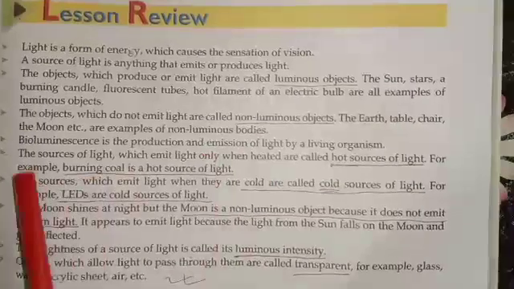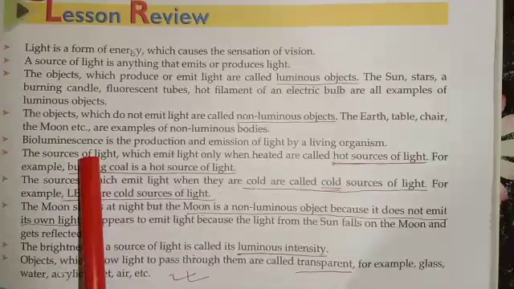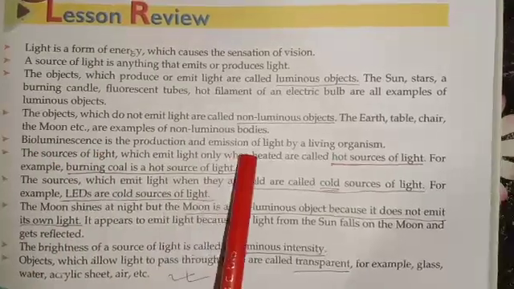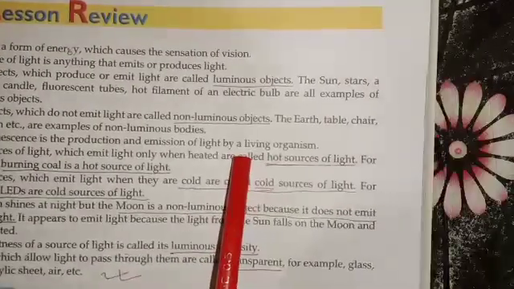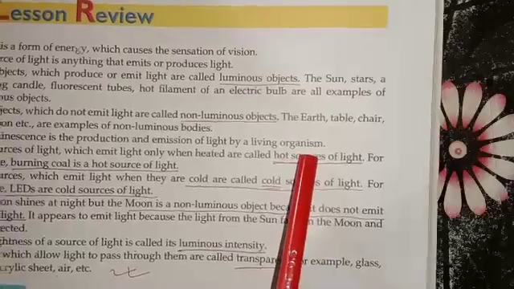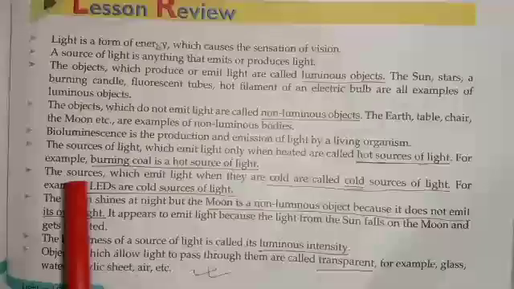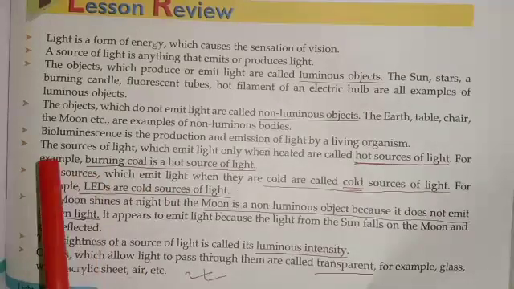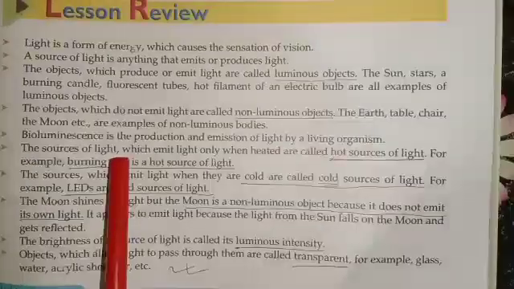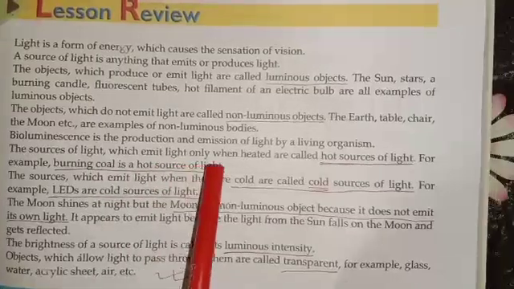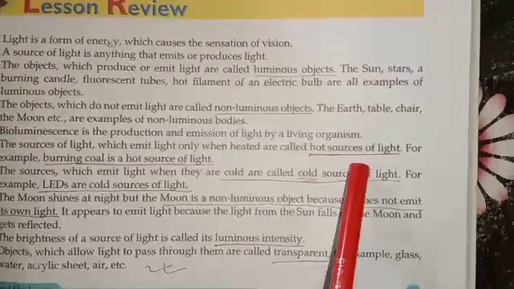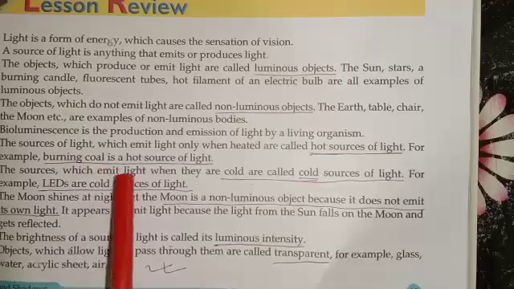Next, they are discussing bioluminescence. What is that? Bioluminescence is the production and emission of light by living organisms. Next is hot source of light. A hot source of light means a source of light which emits light only when heated. For example, burning coal is a hot source of light.